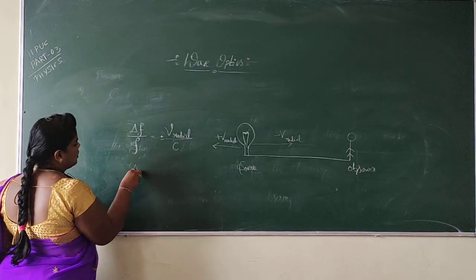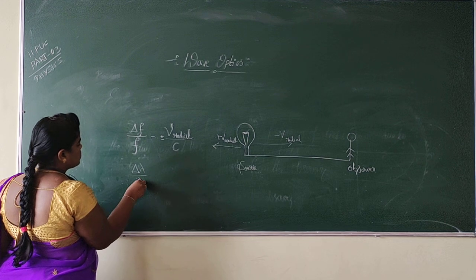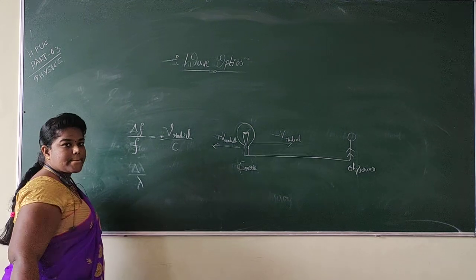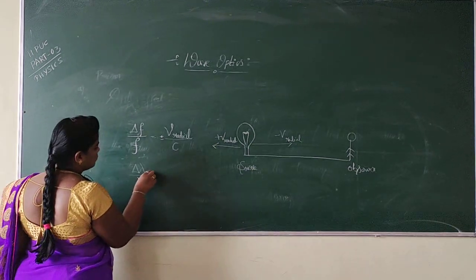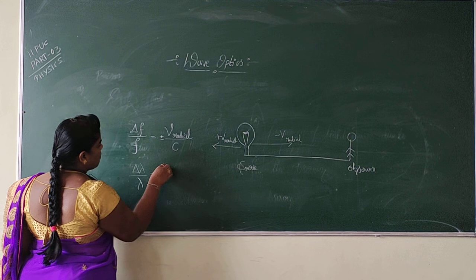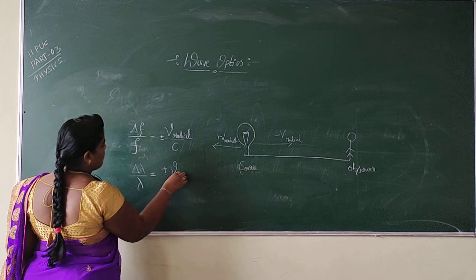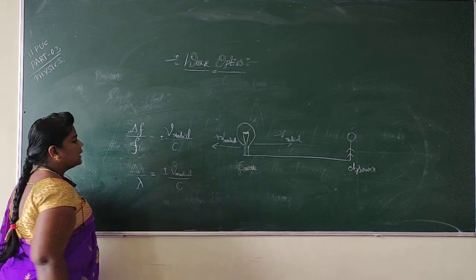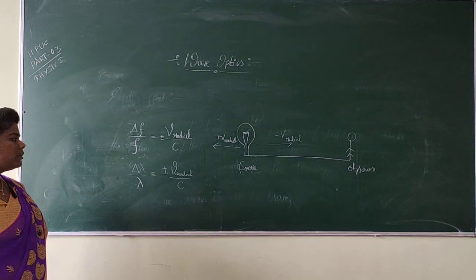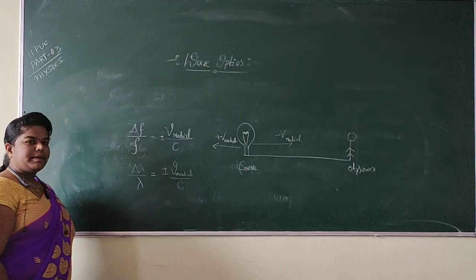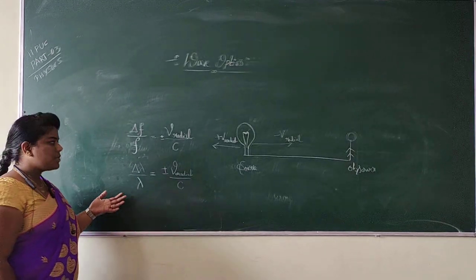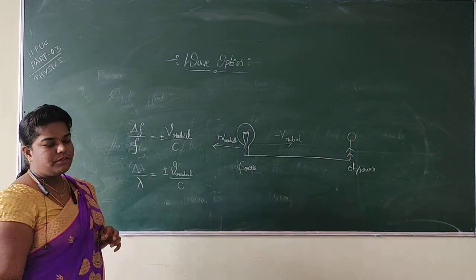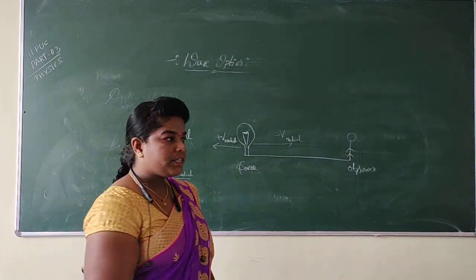For the Doppler shift in terms of wavelength, it can be written as delta lambda divided by lambda gives you plus or minus v radial divided by c. So these are the two formulas which can be used for the Doppler effect. This is in terms of frequency and this is in terms of wavelength. Yes, this is all about red shift and blue shift.